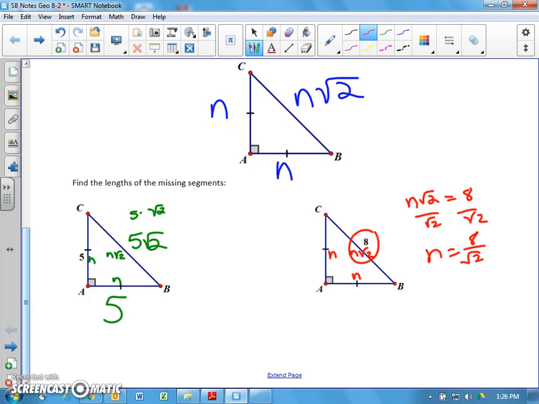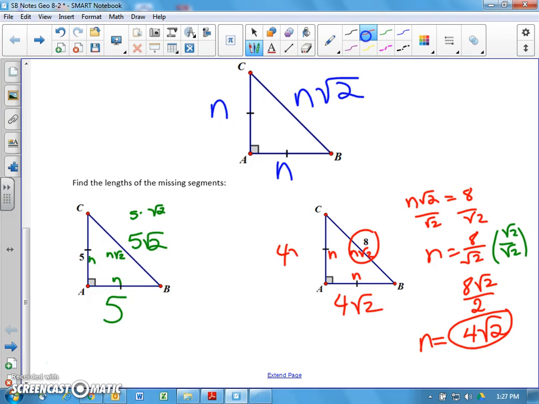But if you remember from Algebra 1, we don't leave radicals in the denominator, so we're going to rationalize this. To do that, we multiply by a clever form of 1, and I'm going to use the square root of 2 over the square root of 2, because that is going to allow the bottom to become a perfect square. So I would have 8 square root of 2 over the square root of 4, which is just 2, or 4 square root of 2. This is my n value, and so these two sides would both have the length of 4 square root 2.